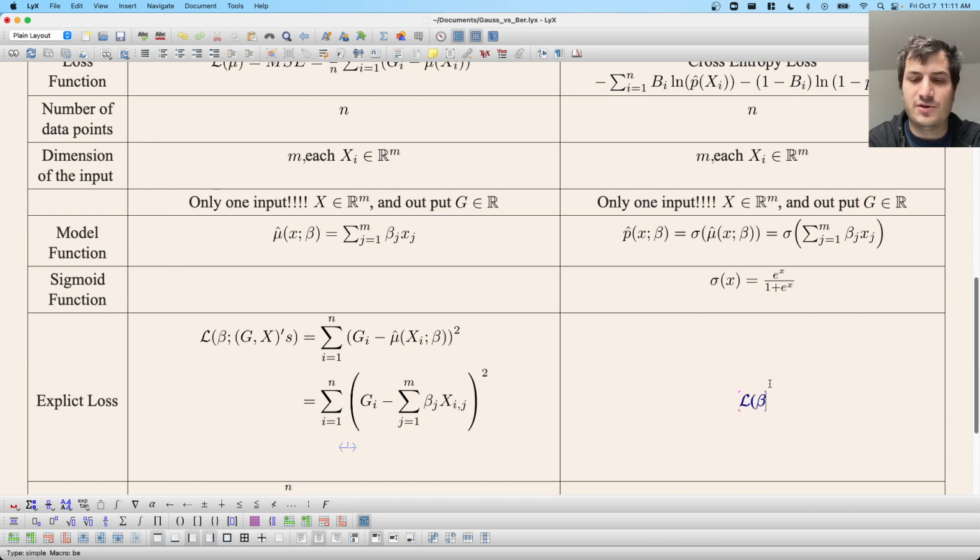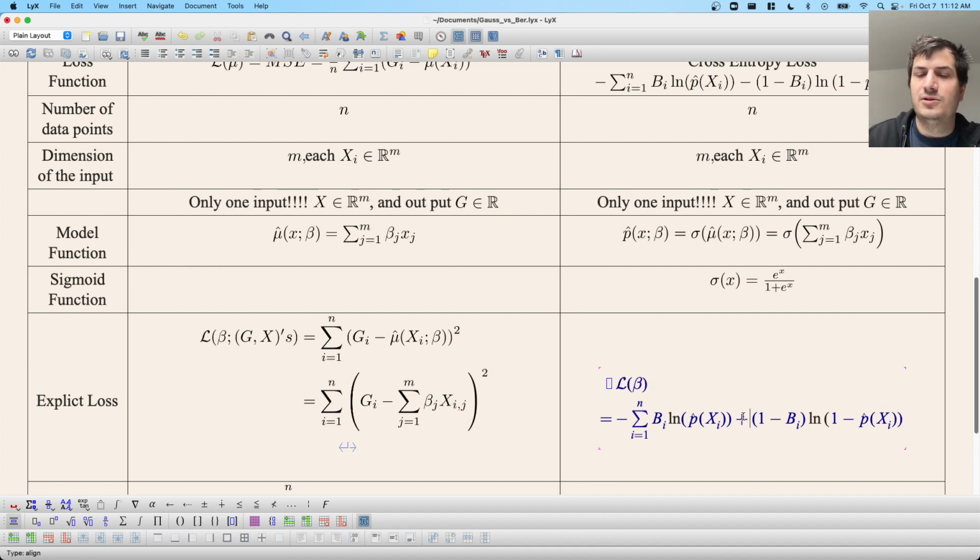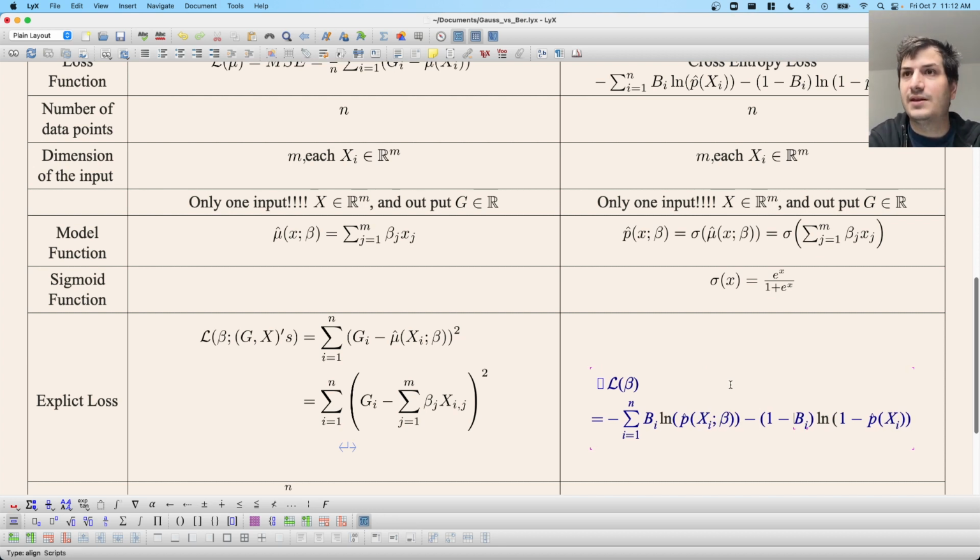The loss function is a function of the betas, and it's equal to this whole guy. For p hat, instead of thinking of it depending on the x's, I think about how it depends on the betas. So it's p hat of x comma beta.